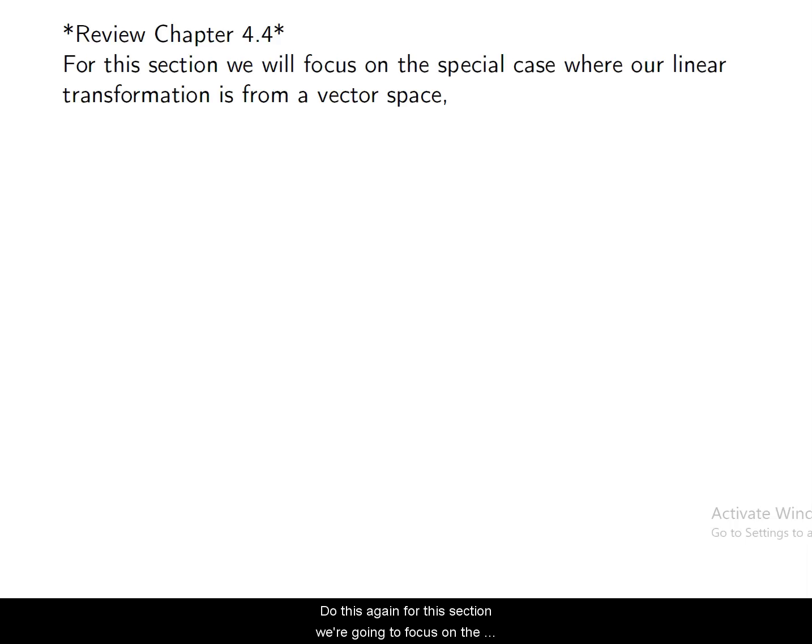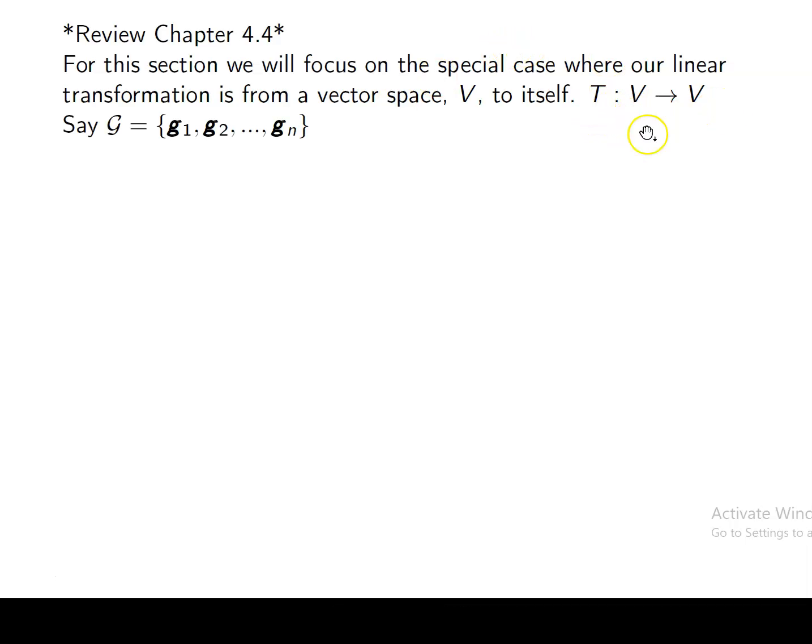So again, for this section, we're going to focus on the special case where our linear transformation is from a vector space V onto itself. In the last section, we looked at going from a vector space to a different vector space. Here we're going to go from V to itself, right? So here we're staying within a single space. We're not diverging to a secondary space W. So our transformation goes from V to V.